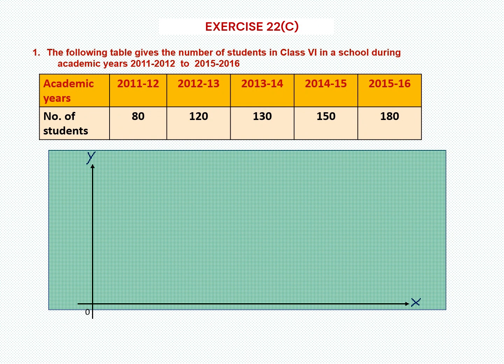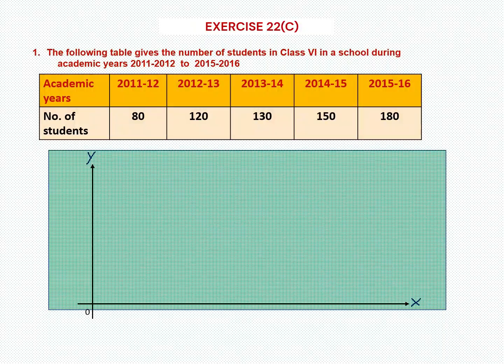So now in the table, we have been given two sets of values, isn't it? In the first row, we have the academic years. In the second row, we have the number of students. So there are two sets of values. That's why we need two axes, the x and the y-axis, to represent this. Now in this question, we're going to show the academic years on the x-axis and the number of students on the y-axis. Now we need to have a scale on the y-axis.